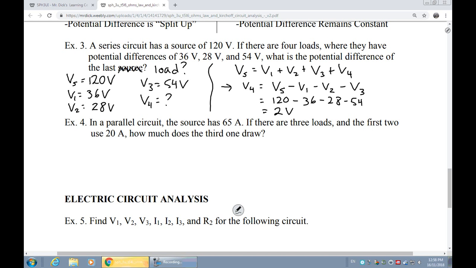So the current going through the source, which I'm going to call I with a little subscript S, we know that that's the 65 amps. We also know that the 3 loads have various currents going through them, but the first 2, what I'll call I1 and I2, those are both 20 amps. And we are trying to find the current in the third one, I3.